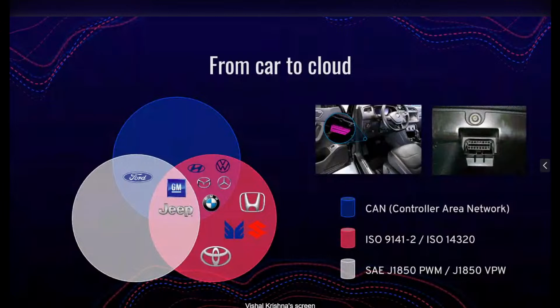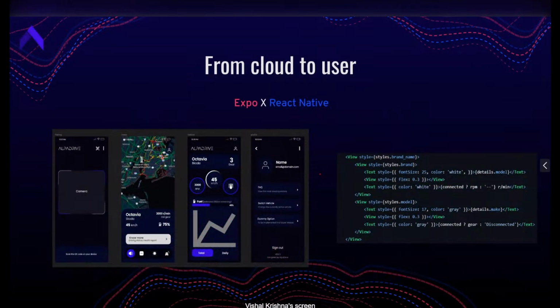Okay. So now we have sorted out the car-to-cloud front. We get the data, we get it to the Pi, and we send it to the cloud. The car-to-cloud part is sorted. Is everyone okay with that? Everyone on board with me? Okay. Next, now from cloud to user.